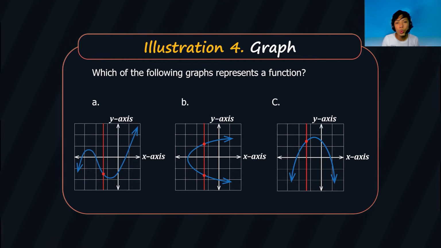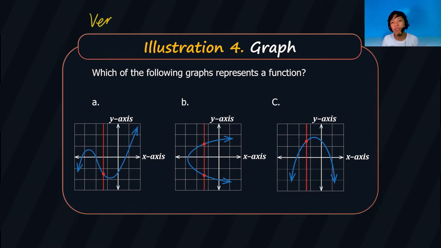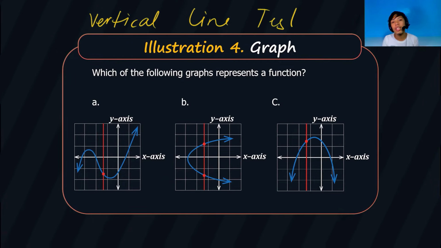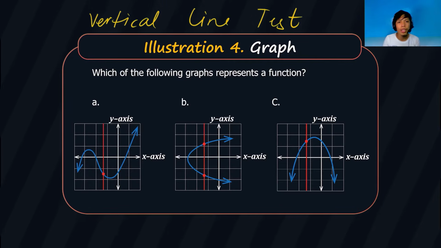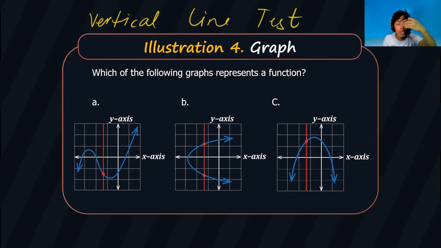Okay, let's go to illustration number 4. Function represented in a graph. So how do we identify if a graph is a function? Okay, this is very easy. We just need to do what we call the vertical line test. Vertical line test. So what is a vertical line test? Basically, you just have to pass a vertical line on the graph and see if the vertical line intersects the graph more than once.